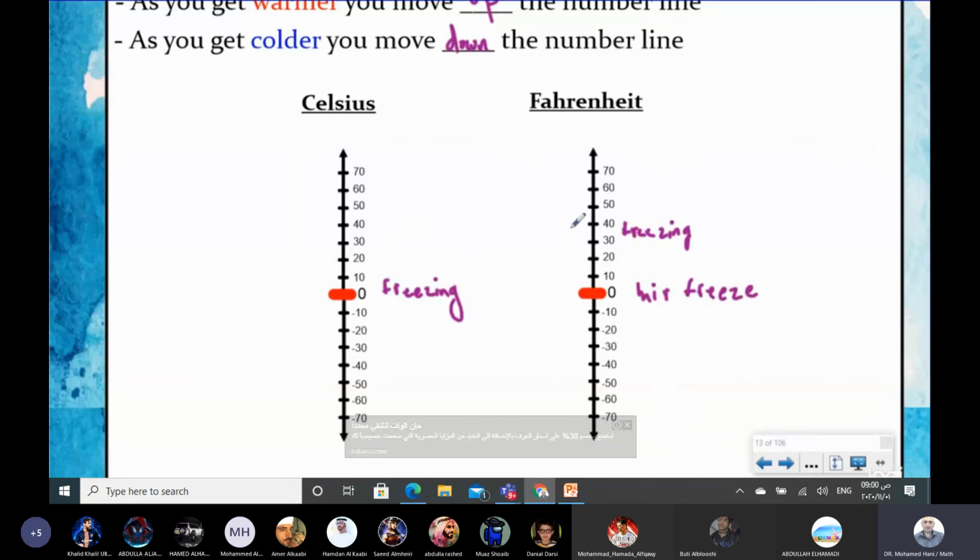So these number lines measure it a little bit differently. Celsius, of course, makes more sense because if you're below 0, that means you're freezing. But it's important to have a little bit of background knowledge for the questions you might see throughout this unit. Now that we've covered a little bit about temperature, let's move on to elevation.